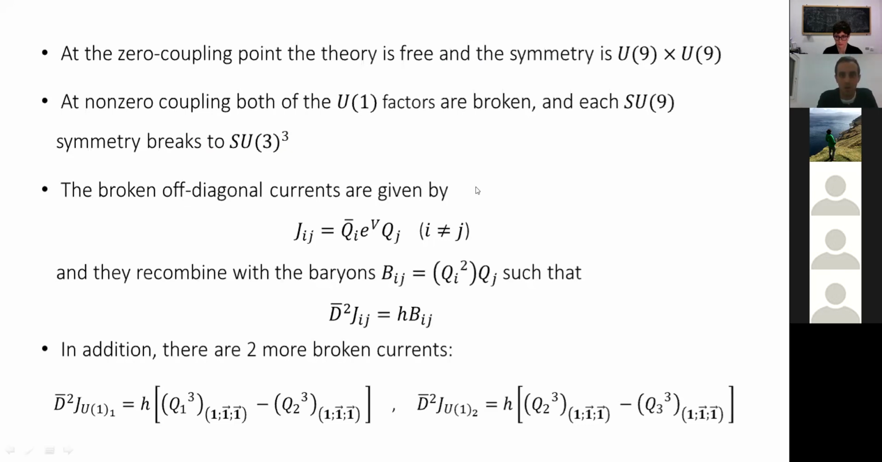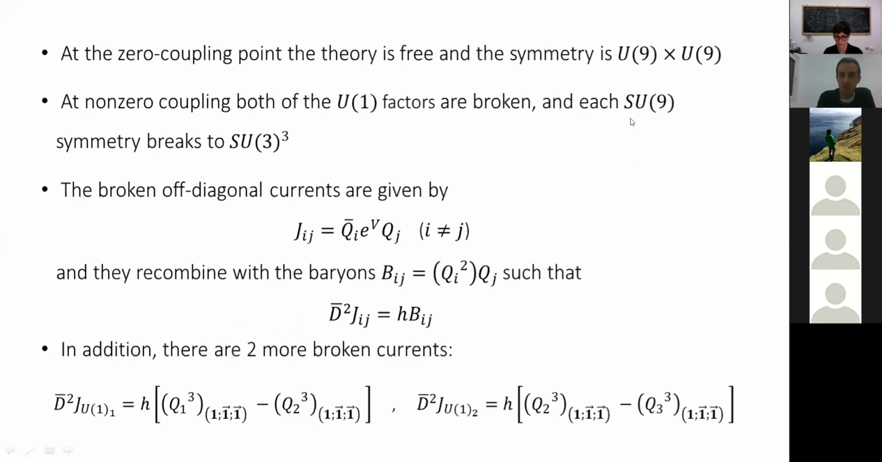The broken off-diagonal currents of this SU(9) breaking to 3 copies of SU(3) are these currents, and they recombine with this kind of baryons. So we have 2 copies of one quark, another with another quark. So there are baryons that are labeled by two indices, where I is different from J, and we have this non-conservation equation. Again, not at the free point, but at some generic h.